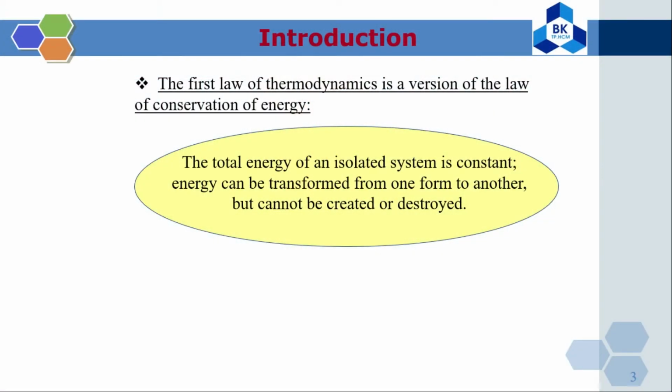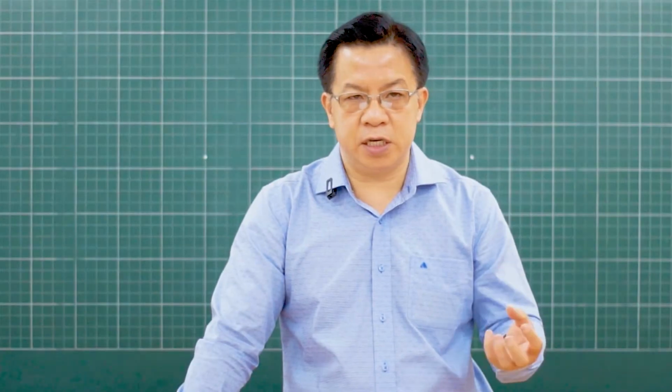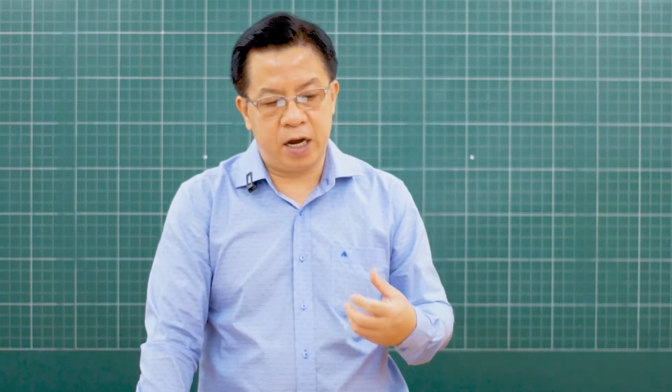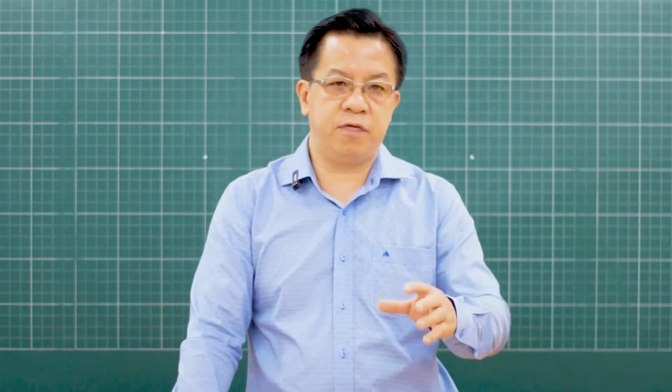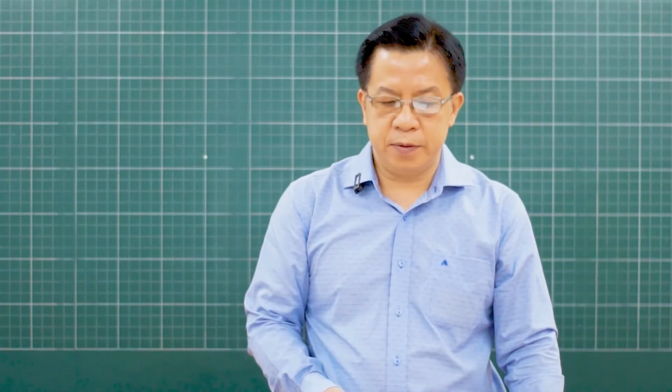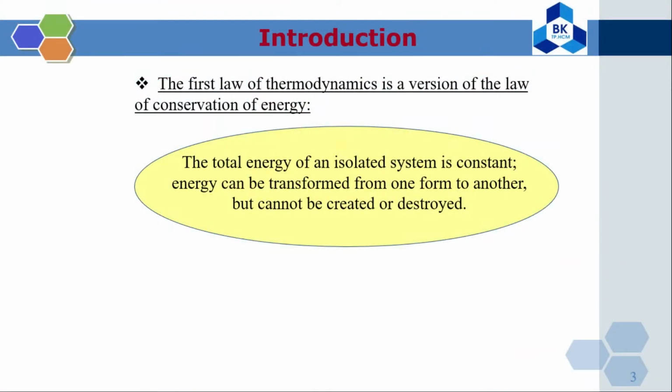As you know, the law of conservation of energy says that the total energy of an isolated system is constant. Energy can be transformed from one form to another, but it cannot be created or destroyed. So it means that energy is conserved. It's just transferred from one form to another. That is the law of conservation of energy, and applied in thermodynamics, we get the first law of thermodynamics.